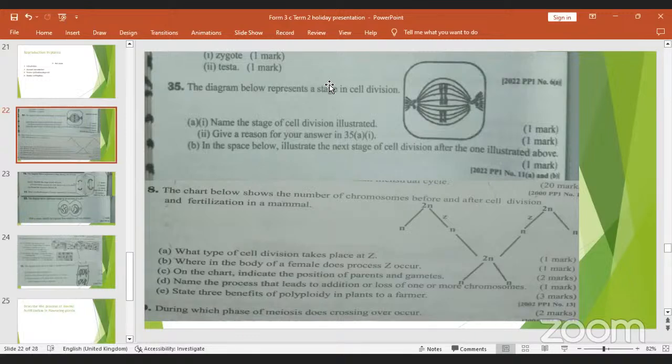Eric, read for us number 35. The diagram below represents a stage in cell division. A, name the stage of cell division illustrated. Give a reason for your answer. Will you please answer for us that question?